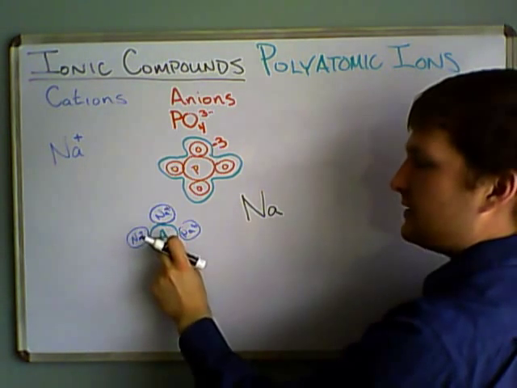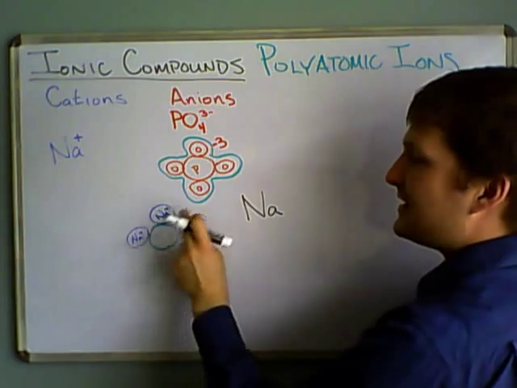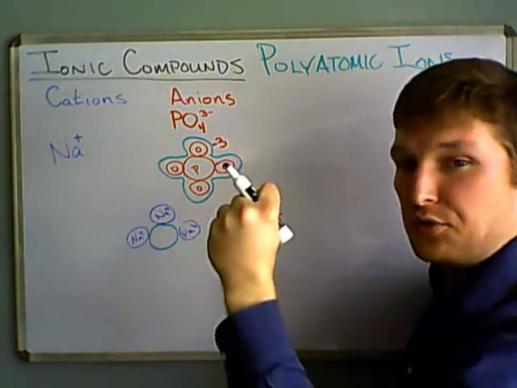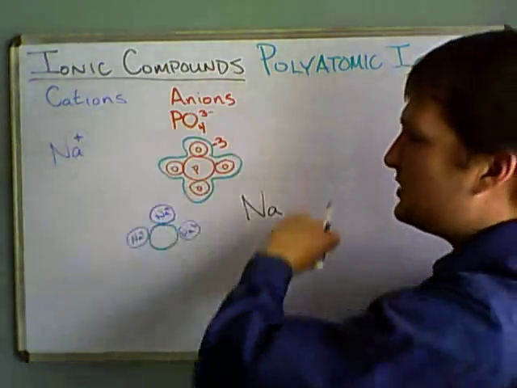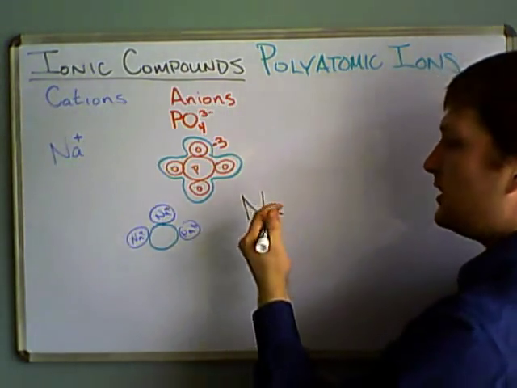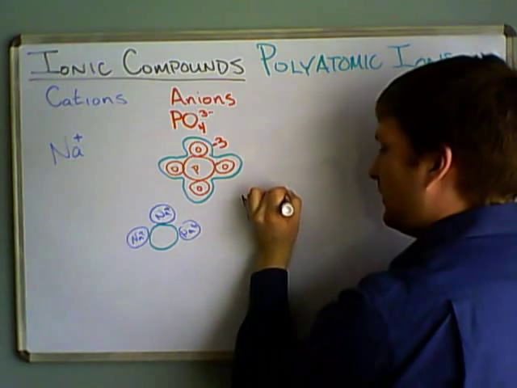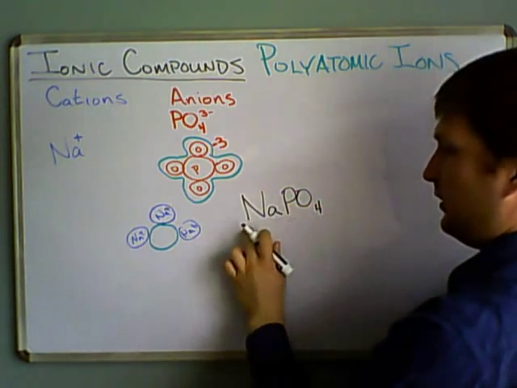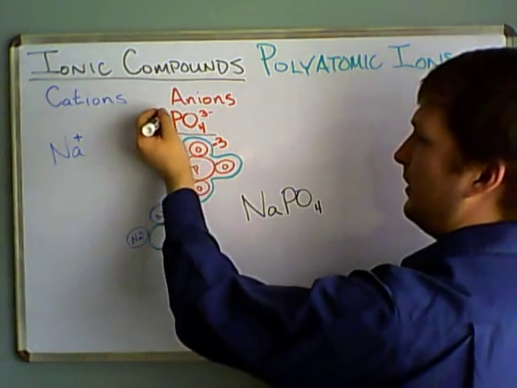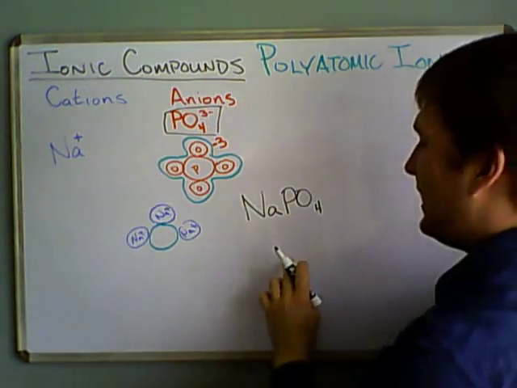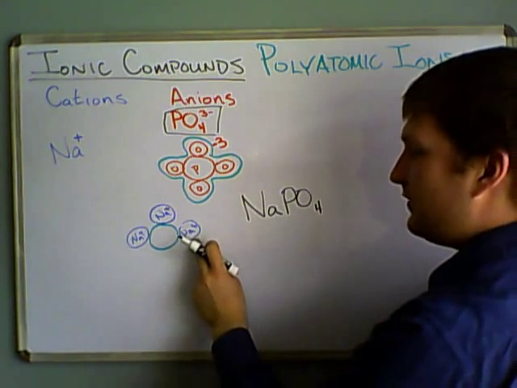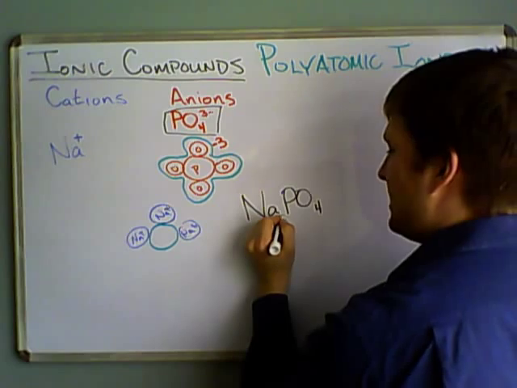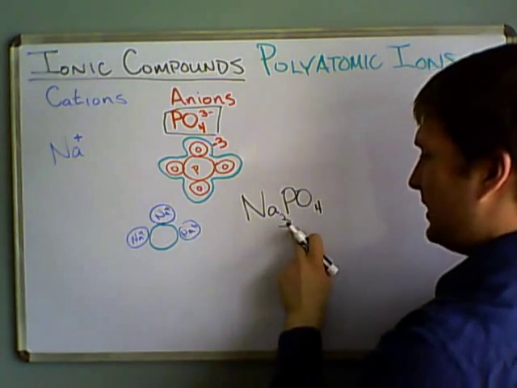But remember, this green right here stood for all of these atoms, because they're one unit. They didn't change. These oxygens didn't leave. It's only one unit. So I'm going to write PO4, and that's the anion right there. And we had three of these, 1, 2, 3. So we have Na3PO4.